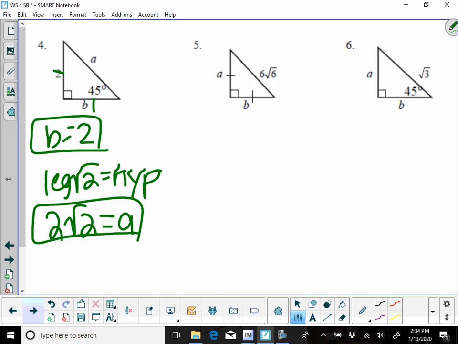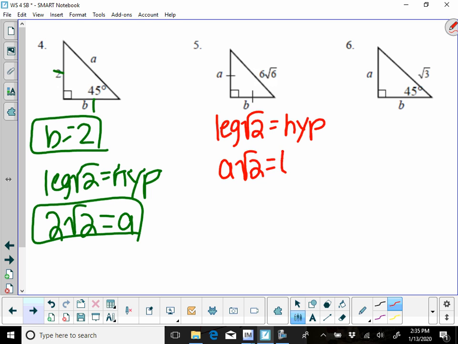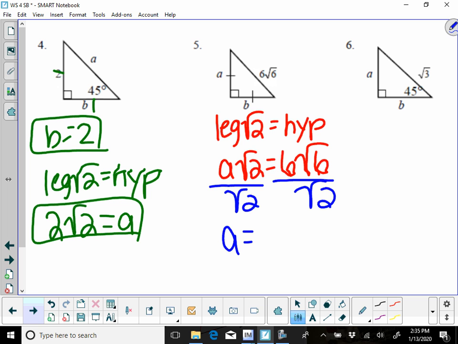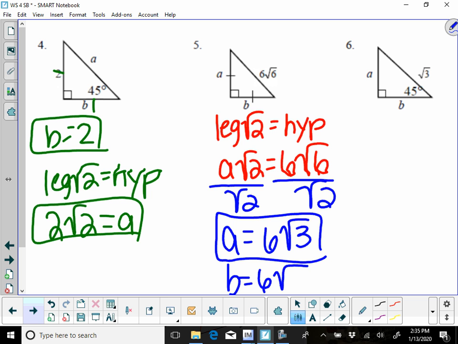All right, so I'm going to look at number 5. 45, 45, 90 has two legs the same. Leg times the square root of 2 is hypotenuse length. We don't know our leg, but we know our hypotenuse is 6 square root of 6. We're still going to do the same steps. I'm going to divide by the square root of 2. This time, because they're both radicals, they can divide. 6 divided by 2 is going to give me 3. So my A is just going to be 6 square root of 3. And since it's a 45, 45, 90, B is also 6 square root of 3.